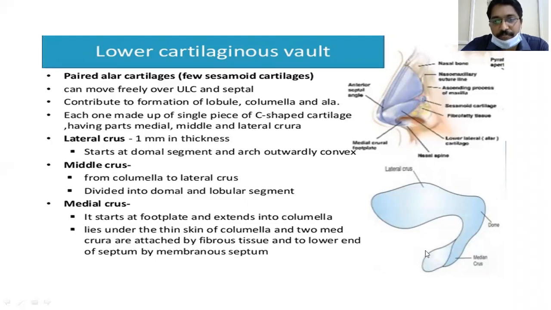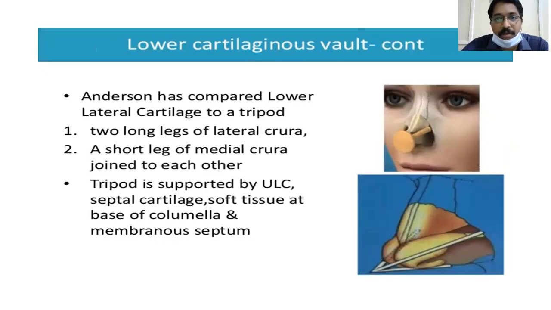Okay, medial crus. This is the medial crus. This is the lateral crus. This is the middle crus. The medial crura of the 2 sides are attached by fibrous tissue, followed by the membranous septum, followed by the cartilaginous septum. Understood? Anderson has compared this lower lateral cartilage to a tripod, because you see 2 long legs of the lateral crura and a short leg of the medial crura.